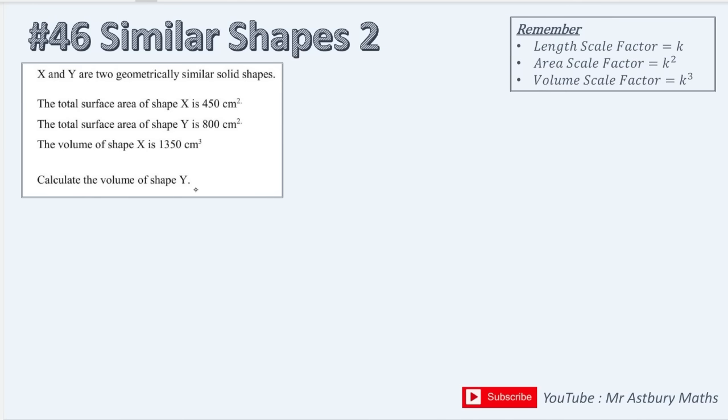Okay, next question on this topic. This time, we're not given the linear scale factor or the length scale factor. We're only given a relationship between two areas. Now, that's going to give me k squared, because that's the area scale factor. And I'm going to take the bigger one, which is 800, and divide it by the smaller one, 450.